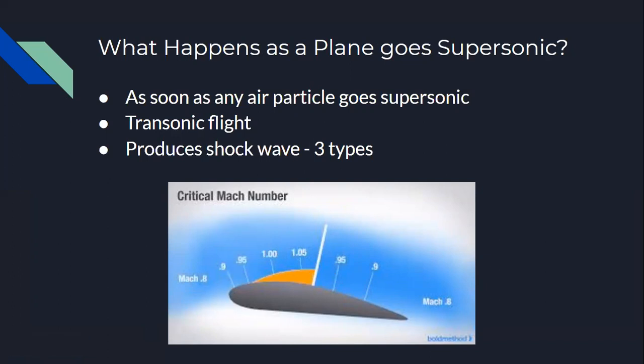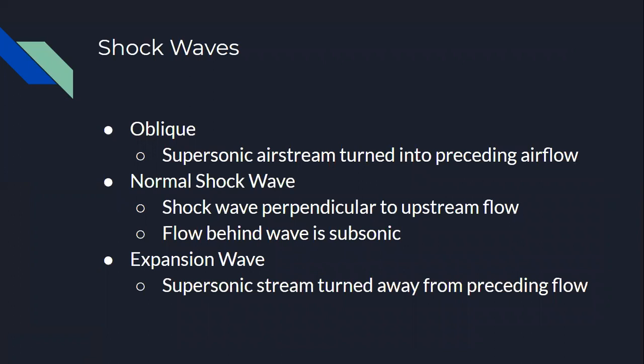There are 3 types of shock waves. The first is oblique, which is what will happen when a supersonic airstream is turned into the preceding airflow. You have the normal shock wave, which is what happens when the shock wave is perpendicular to the upstream flow. This will also cause the flow behind the wave to be subsonic. And the expansion wave, which is what happens when the supersonic stream is turned away from the preceding flow. So we have the 3. It's when the supersonic airstream is turned either into it, perpendicular to, or away from the preceding flow.